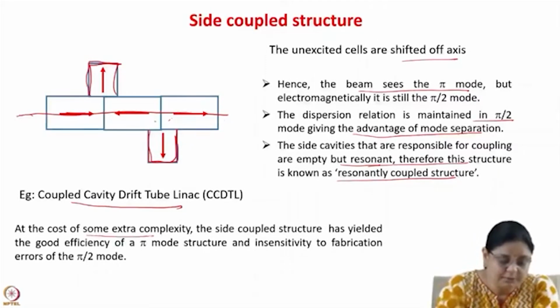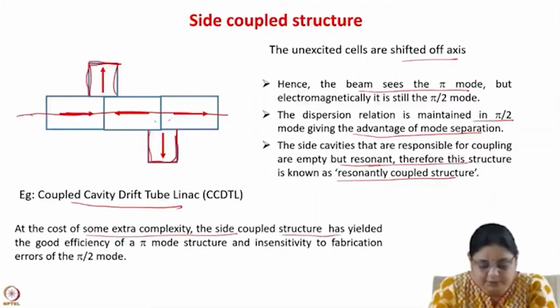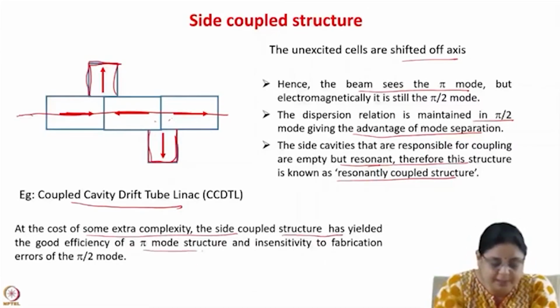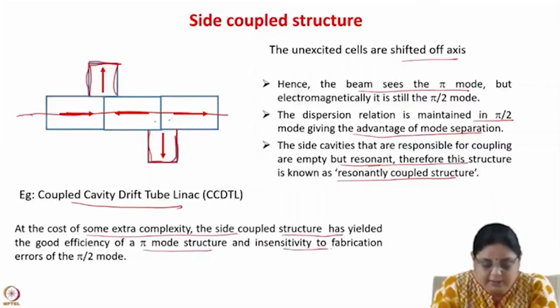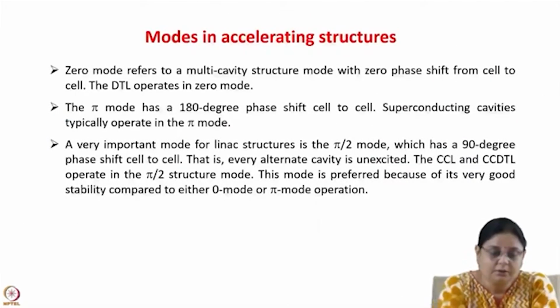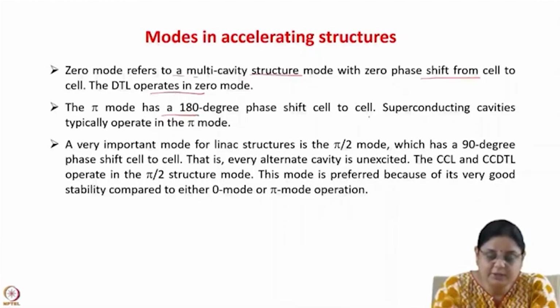So at the cost of some extra complexity, the side coupled structure has yielded the good efficiency of a pi mode structure and the insensitivity to fabrication errors of the pi by 2 mode. So the zero mode refers to a multi-cavity structure mode with zero phase shift from cell to cell. So the DTL operates in the zero mode. The pi mode has a 180-degree phase shift cell to cell.